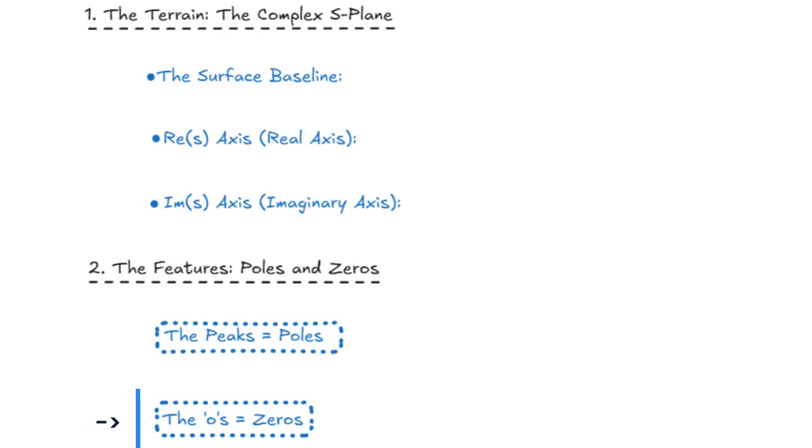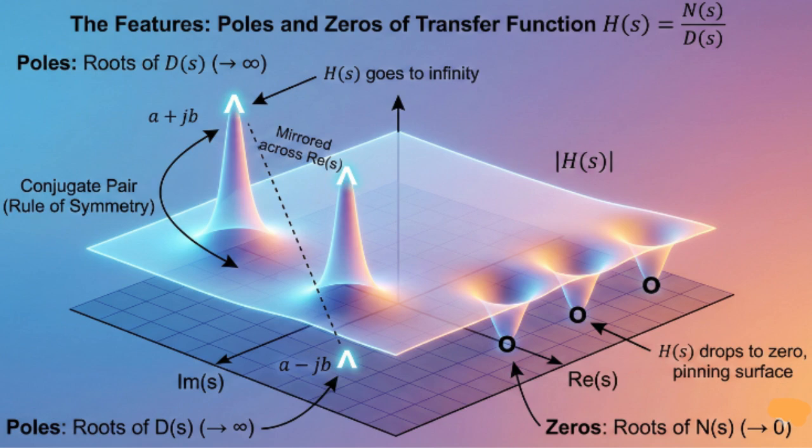The O's equal zeros. These are the roots of the numerator N of s. At these points, the transfer function's magnitude drops exactly to 0. They are pinning the fabric of your surface down to the baseline.